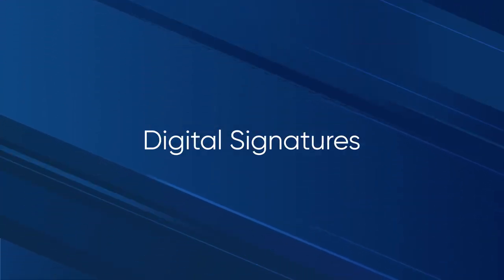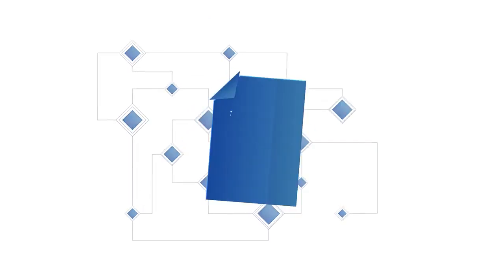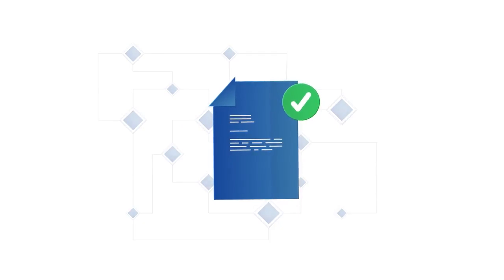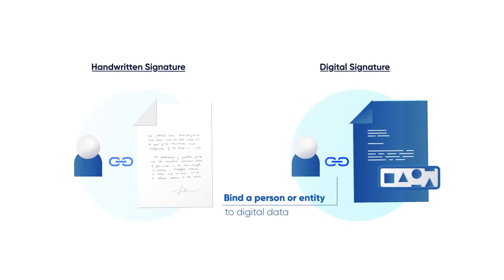Digital signatures. Digital signatures are one of the main aspects of ensuring the security and integrity of the data that is recorded onto a blockchain. Similar to the handwritten signatures of the physical world, digital signatures are used to bind a person or entity to digital data.